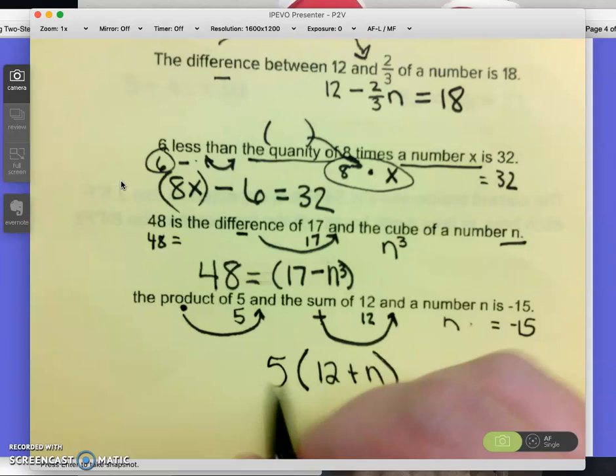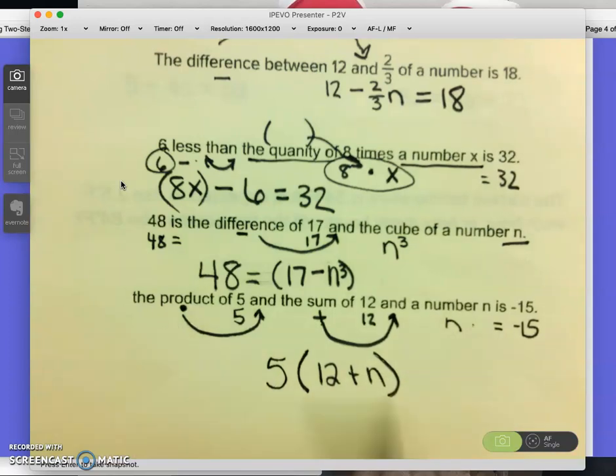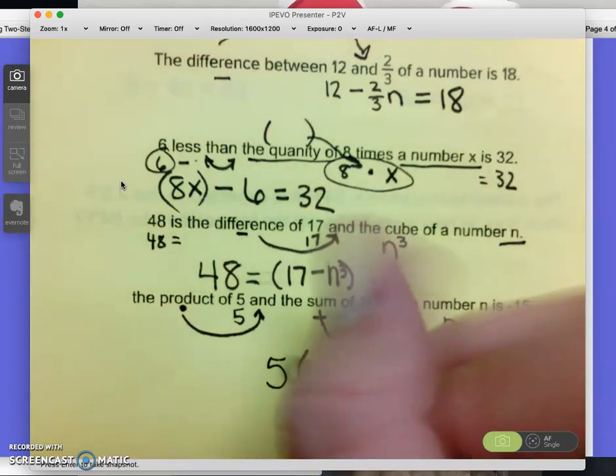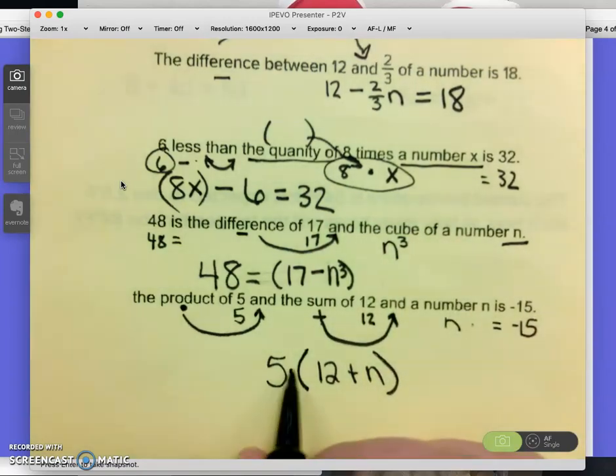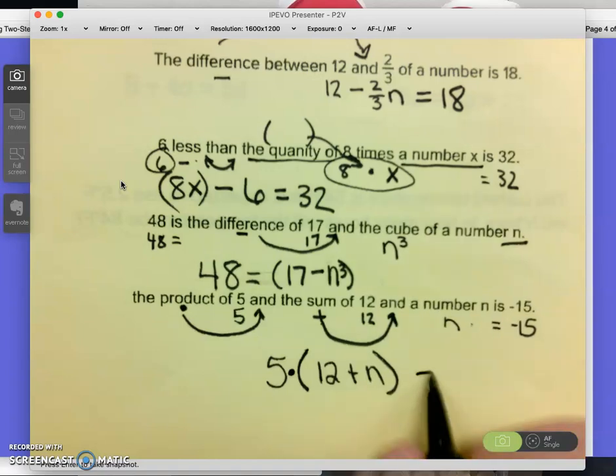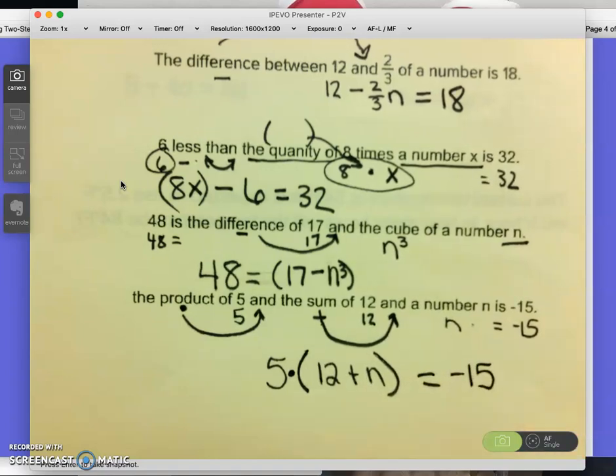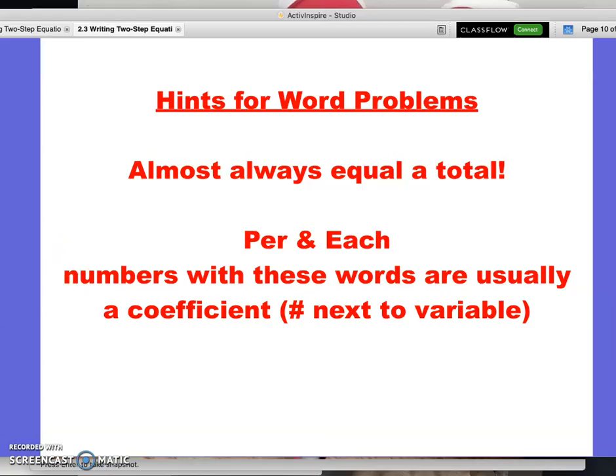I don't really need to have that up, even to have it right next to it is okay. You don't need to show multiplication because this means multiply. You don't have to have the dot there. You can if you want. Okay, and then, okay, hint for word problems. Almost always it will equal a total. And if you have the words per and each, it's going to show multiplication, and it's going to actually be your coefficient, usually, of your variable. Okay, so it's going to be that number next to the variable.